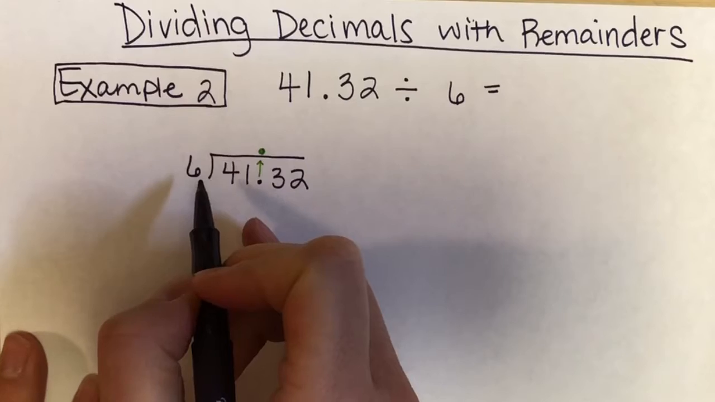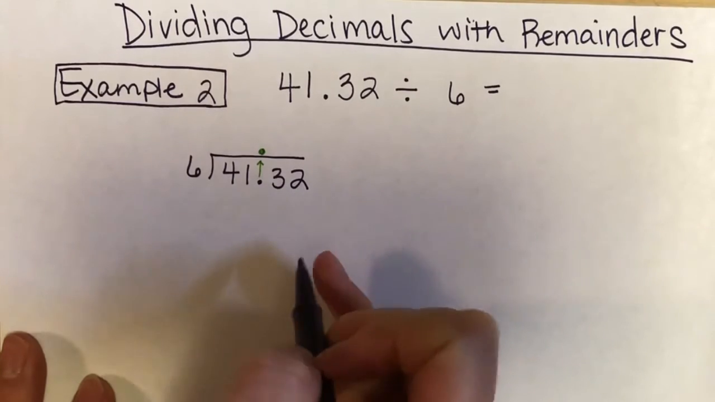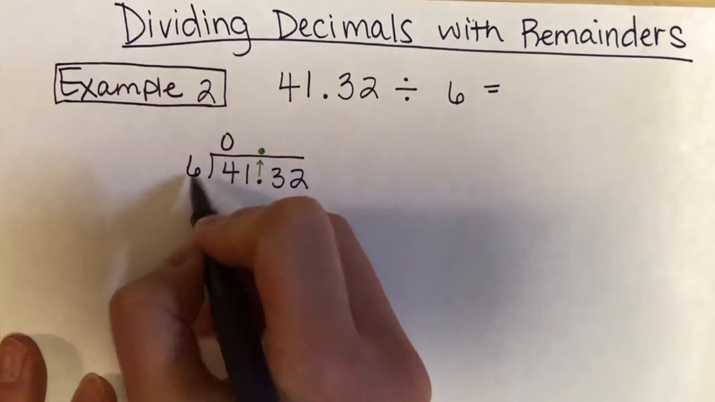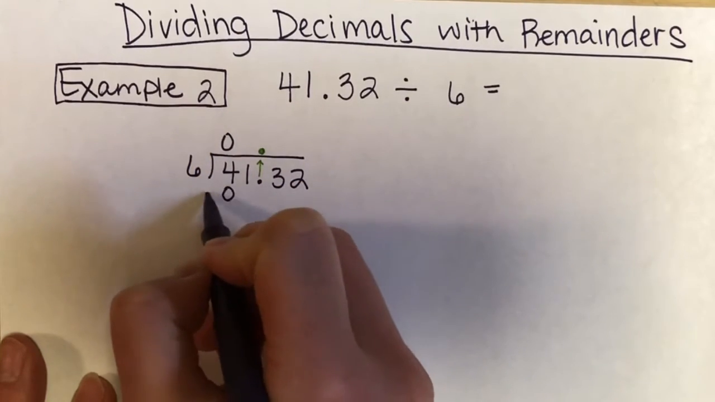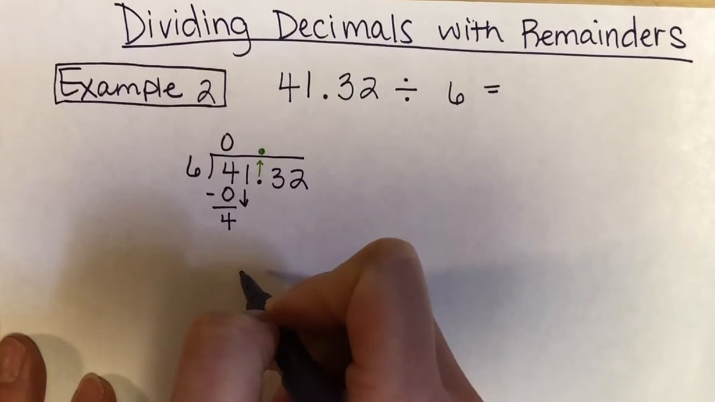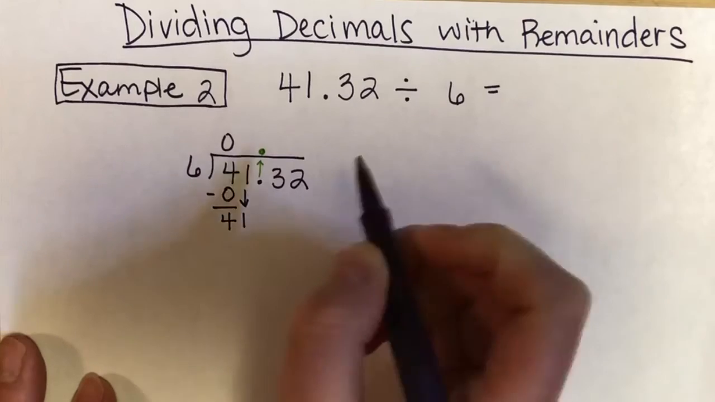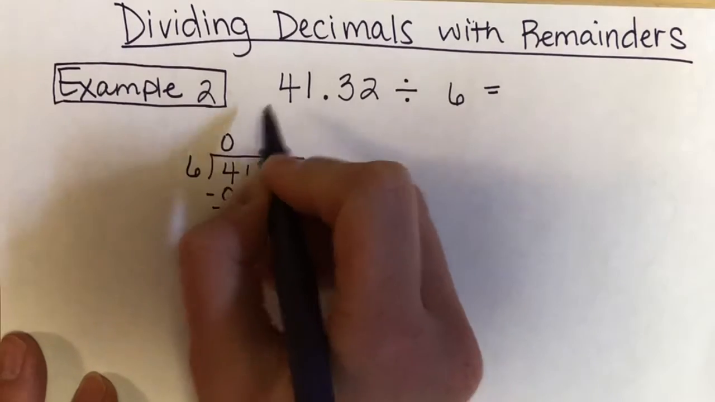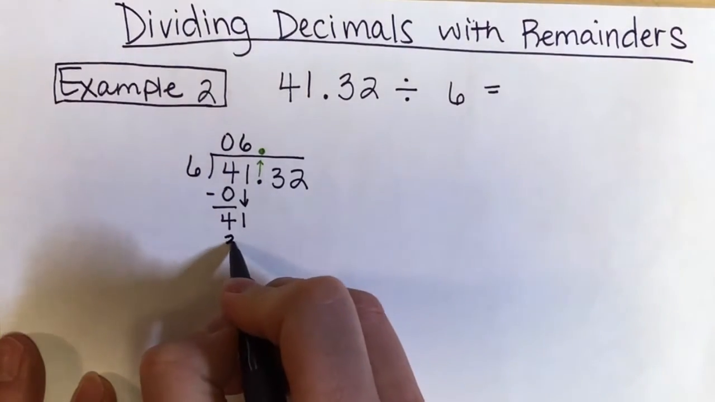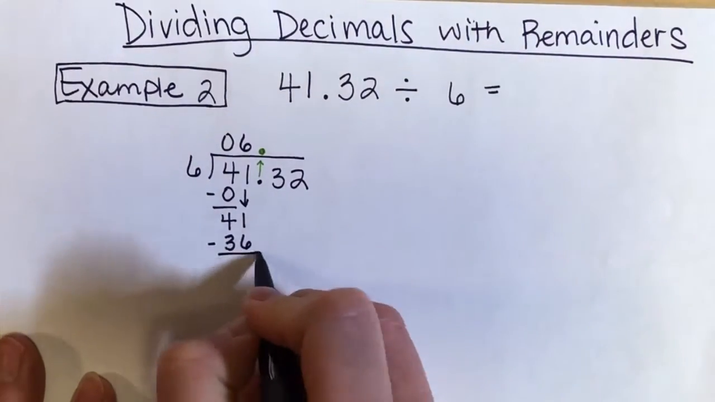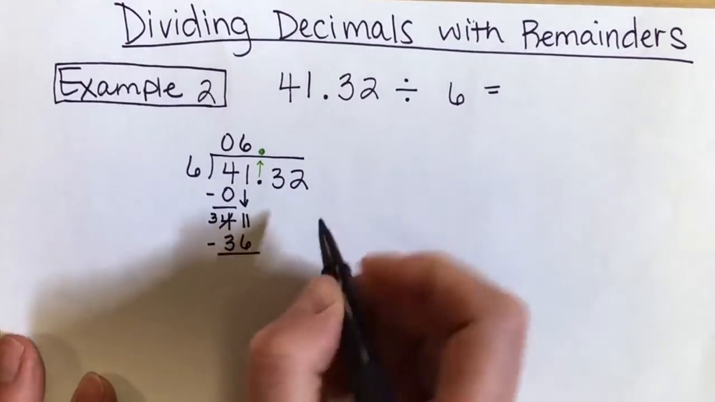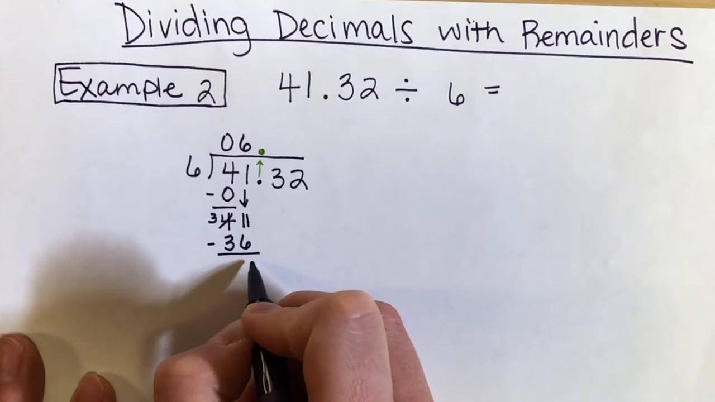So now I'm going to divide like normal, pretending that the decimal is not here. So I'm going to say, how many times can 6 go into 4? 0 times. 6 times 0 is 0. 4 minus 0 is 4. I'm going to bring down my 1. How many times can 6 go into 41? 6 times. 6 times 6 is 36. I'm going to subtract. It's going to turn into a 3. This will turn into 11. 11 minus 6 is 5.